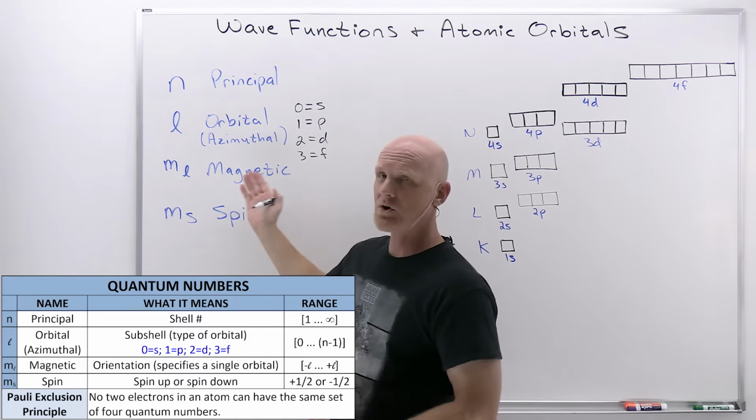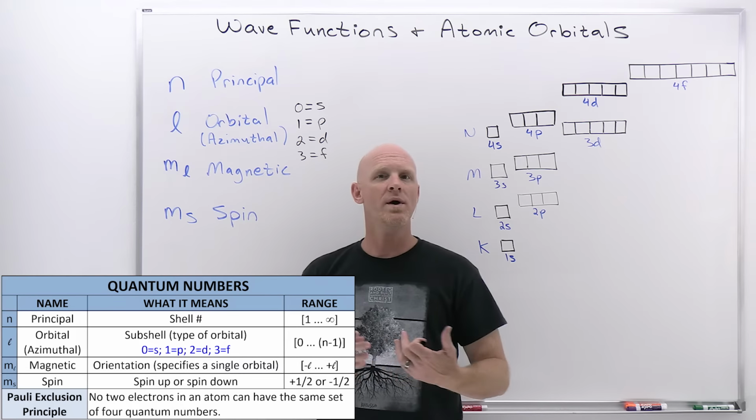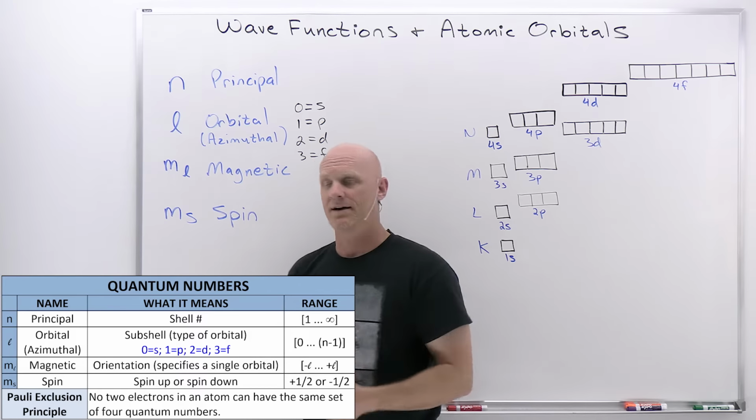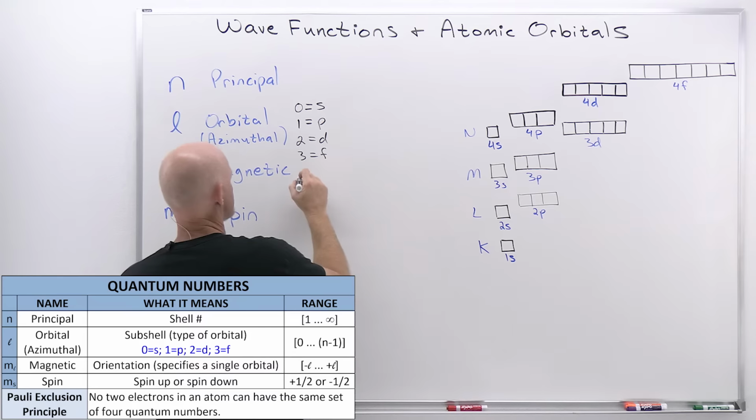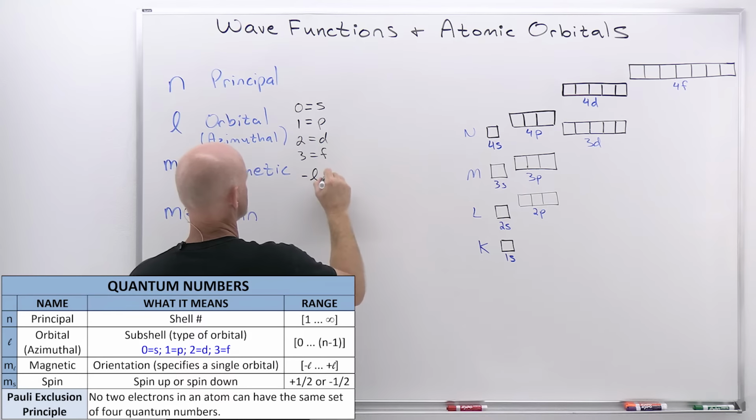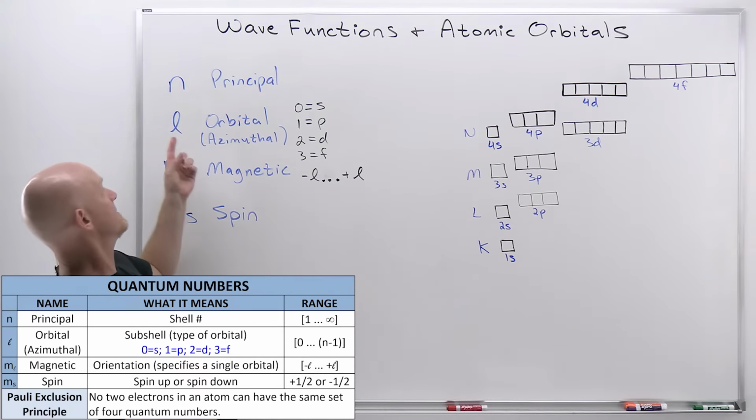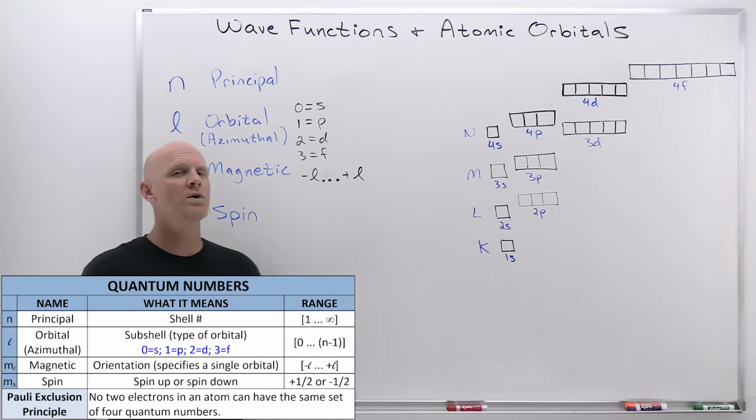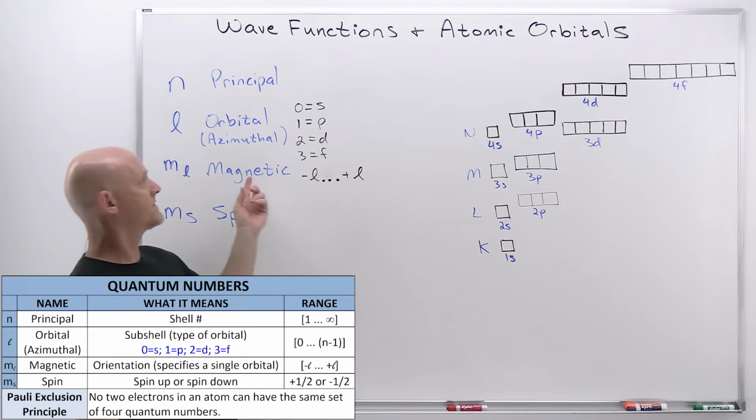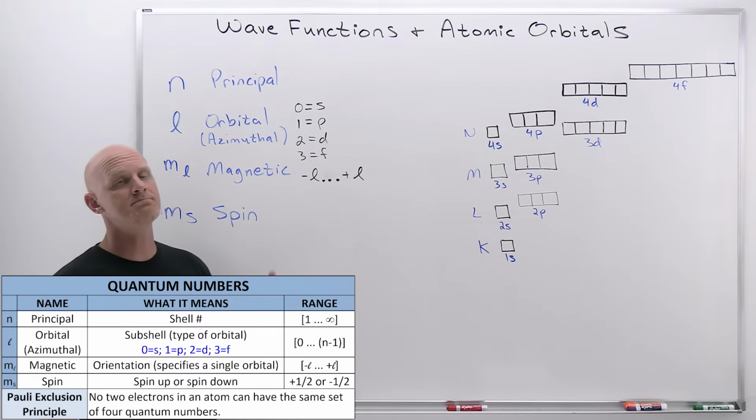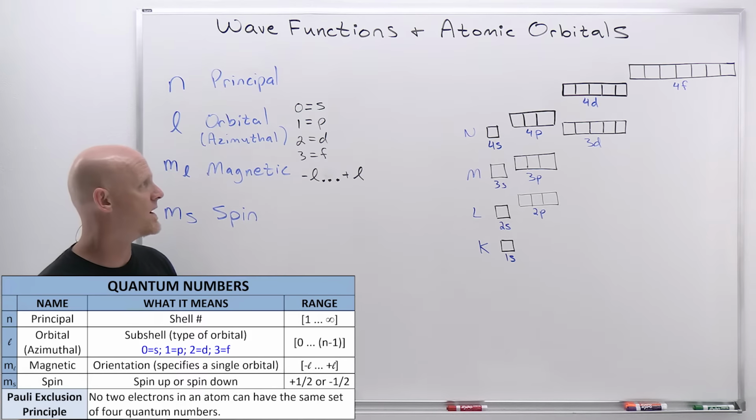All right, now the magnetic quantum number has something to do with the orientation in space. It turns out this can take on values from negative L to positive L, and when I say L, I mean the orbital quantum number. So depending on what orbital quantum number you have, that determines what possible values this magnetic quantum number can take on as well.